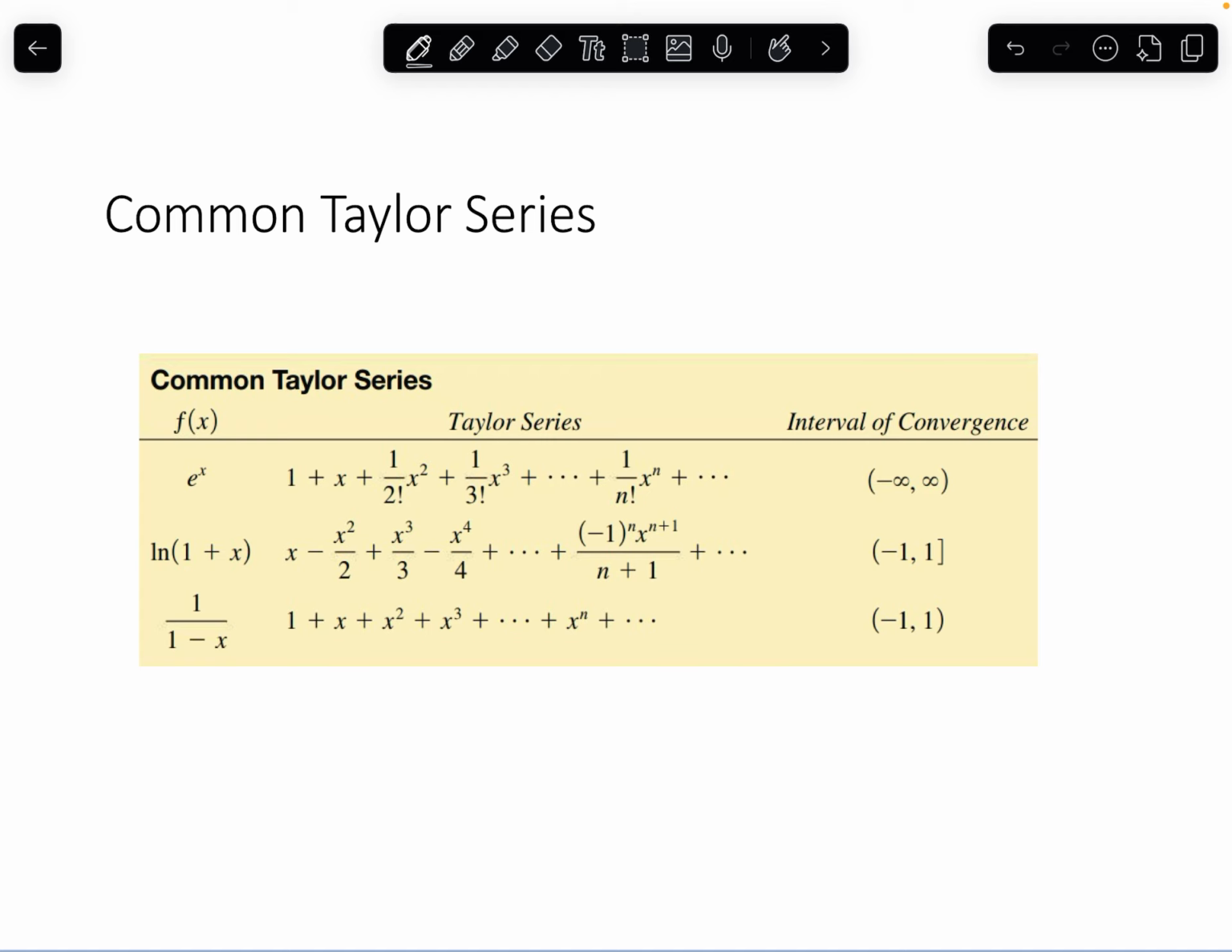And for 1 over 1 minus x, we can write out that Taylor series to be 1 plus x plus x squared plus x cubed, all the way down to x to the nth power, adding all those up for that Taylor series. And the interval of convergence for this is from -1 to 1.